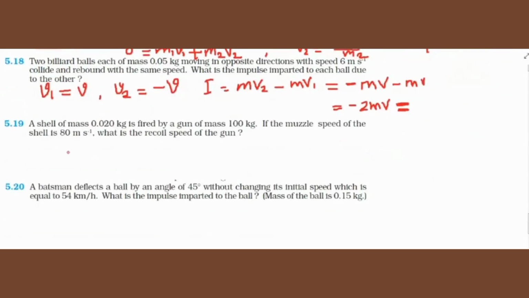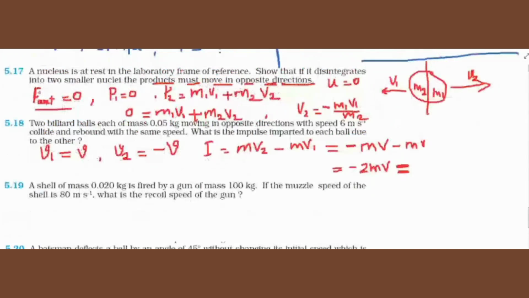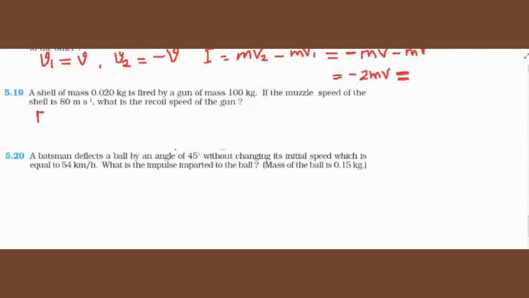Now, next question 90. A shell of mass 0.02 kilogram is fired by a gun of mass 100 kilogram. The muzzle speed of the shell is 80 meter per second, and what is the recoil speed of the gun? So, the same concept in question 17 you have to use. Momentum is conserved. Okay, so F external is 0. The firing in the gun is due to internal forces, so F external is 0. So, momentum is conserved.